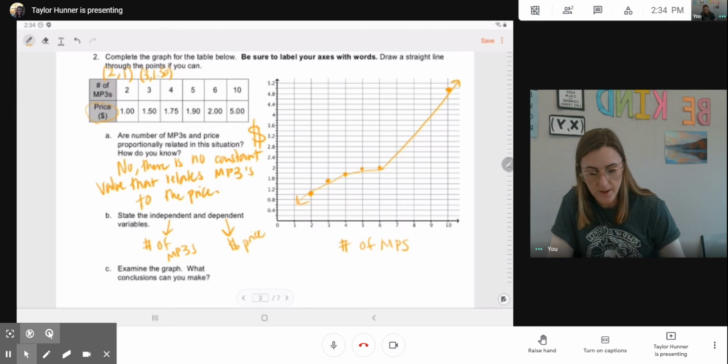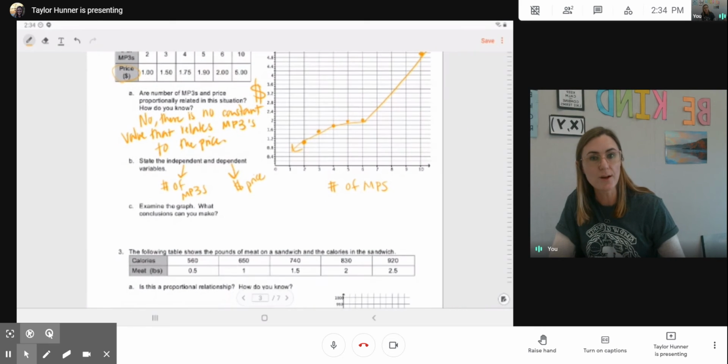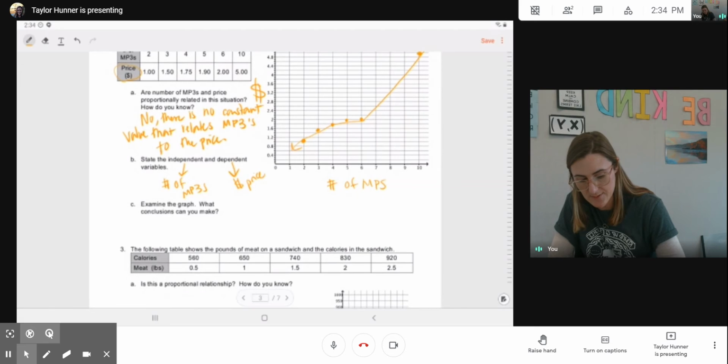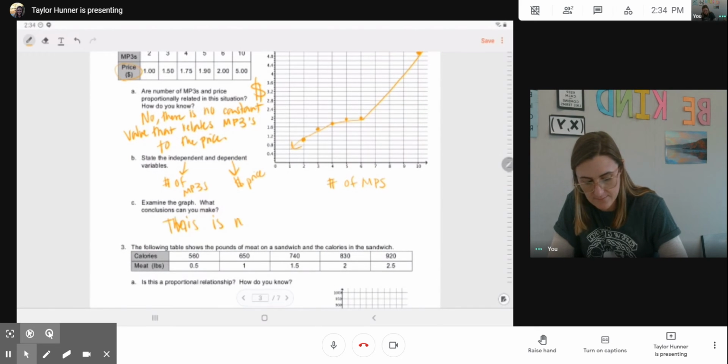Examine the graph. What conclusions can you make? Well, this graph looks a little bit different than our other graph because it is no longer a straight line. So this is not a straight line.